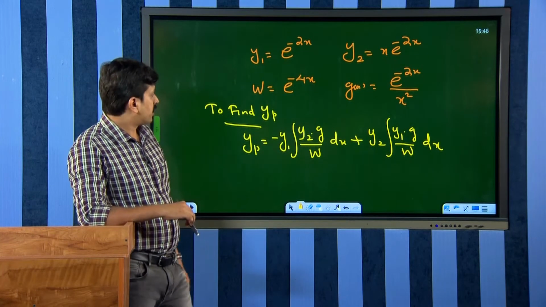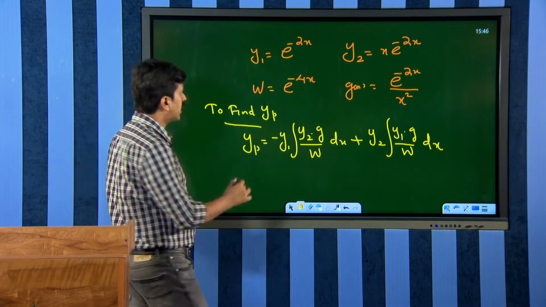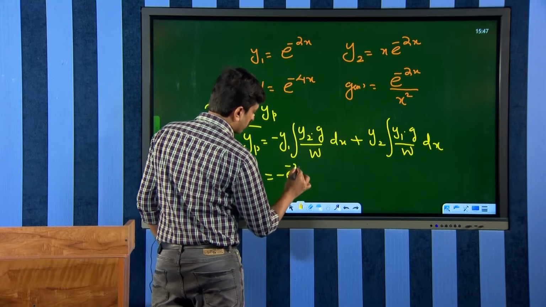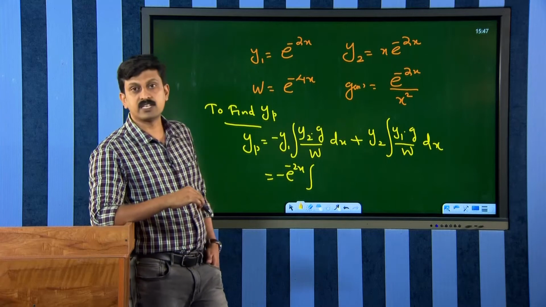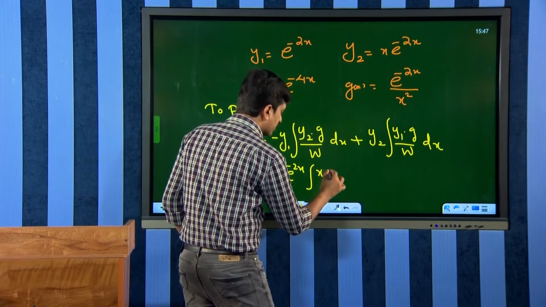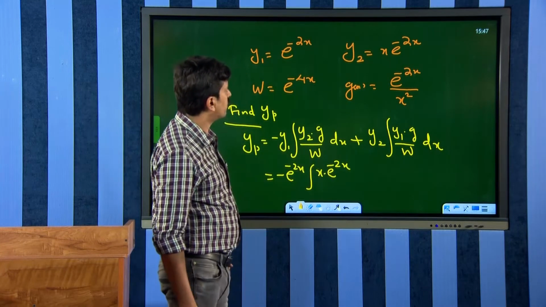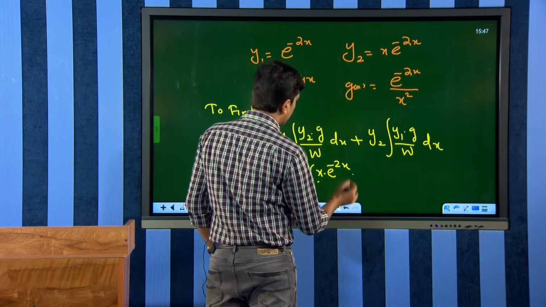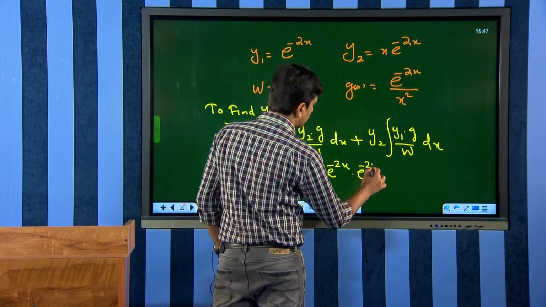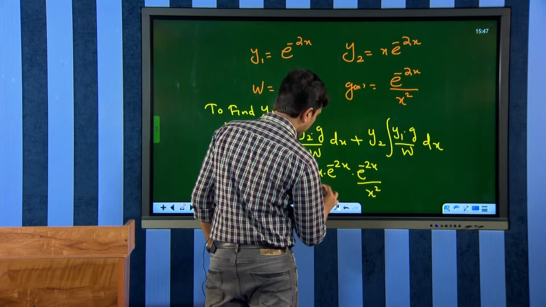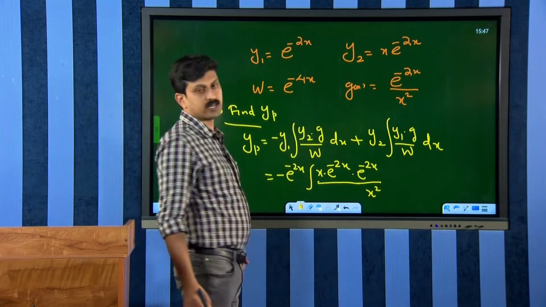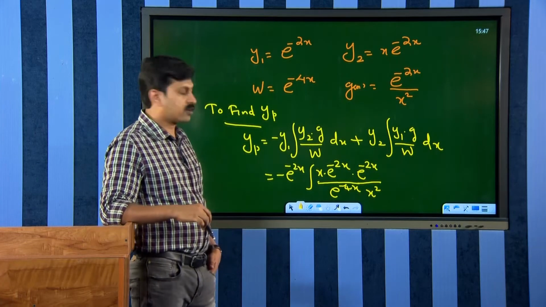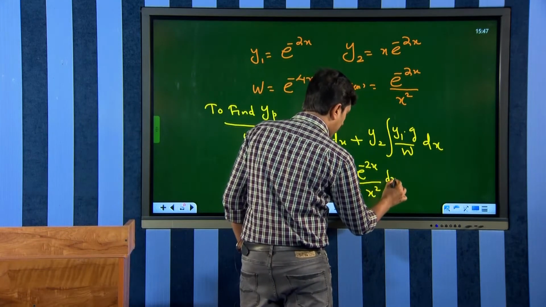Okay, fine. Now we have minus y1, where y1 is e raised to minus 2x, times the integral of y2, which is x e raised to minus 2x, times g of x, which is e raised to minus 2x divided by x squared, and the whole thing divided by the Wronskian, which is e raised to minus 4x, dx.